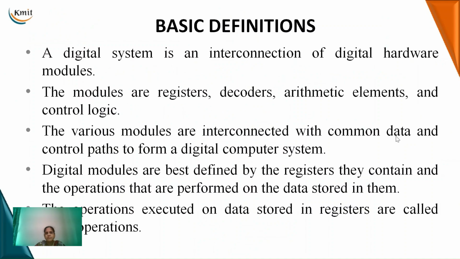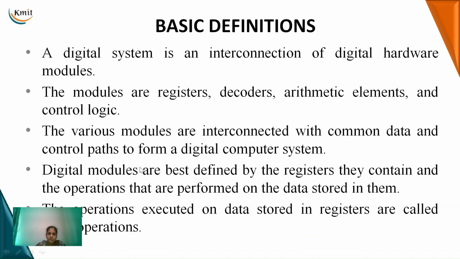A digital computer system is an interconnection of digital hardware modules. The modules can be either registers or decoders, arithmetic elements like adder, subtractor, as well as control logic. These modules are interconnected by means of a common bus system, and there are control paths to transfer the information between them in order to form a digital computer system.